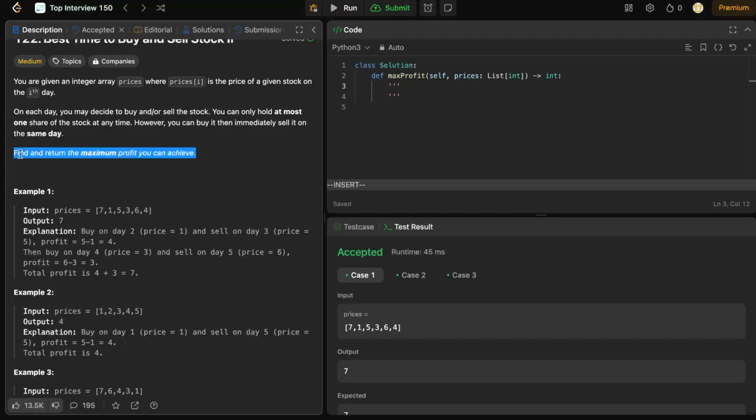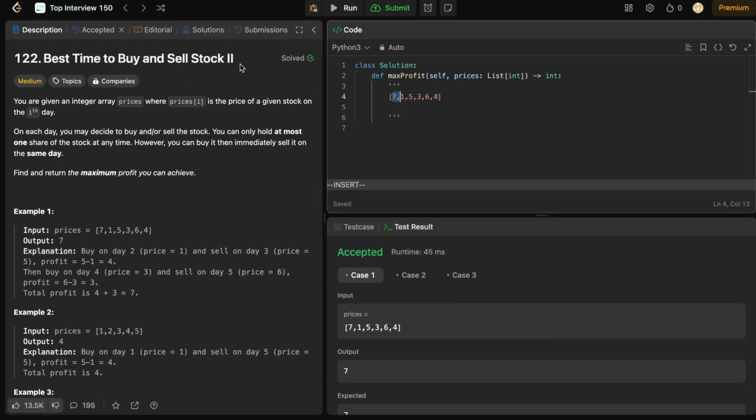So our job is to find and return the maximum profit. Let's look at an example here. So we want to essentially find the maximum profit, but this time, as opposed to the previous question, where we were supposed to find 2 indices that would give us the largest profit, assuming we only bought once and sold once. However, in this case, we can buy and sell multiple times, and we want to have the maximum profit possible.